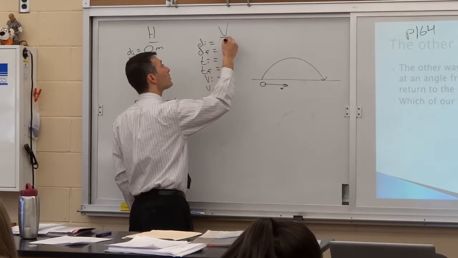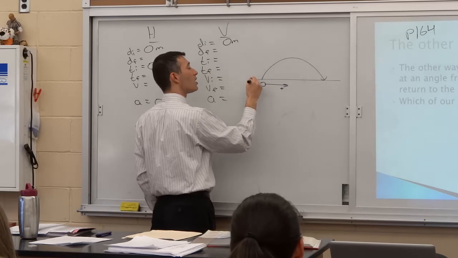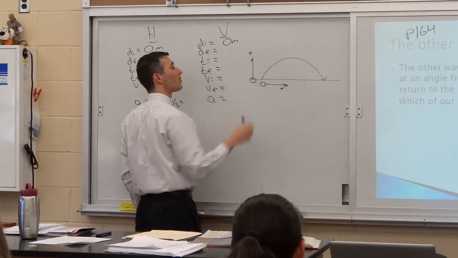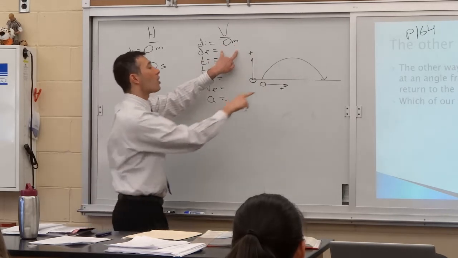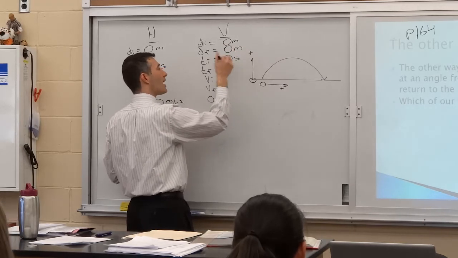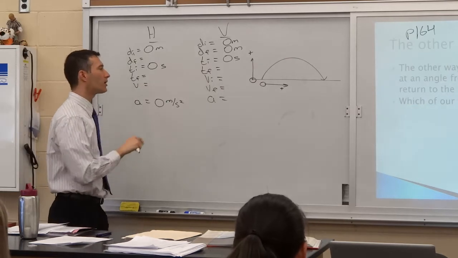So our initial vertical position is now 0 meters. That's different from before because we're calling the ground a vertical position of 0, right? And then up is our positive direction. So we are starting at a vertical position of 0. We're also ending at a vertical position of 0. Our initial time is still 0 seconds, right? It's always the same horizontally and vertically.